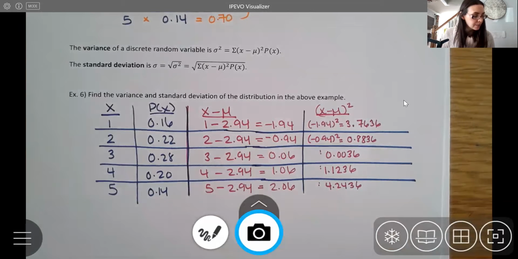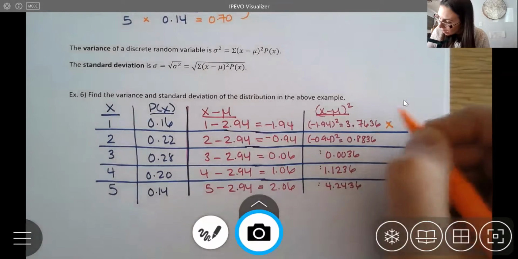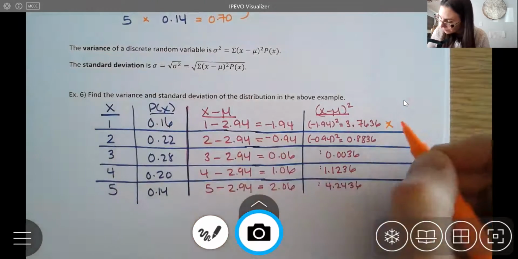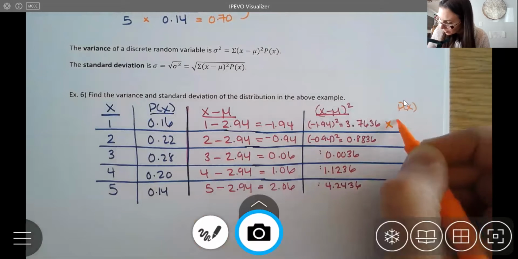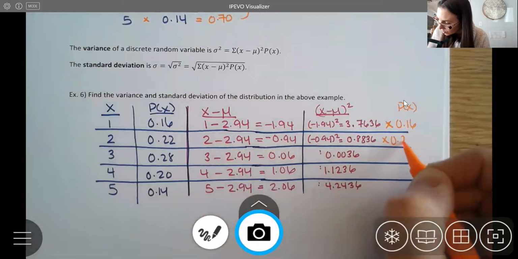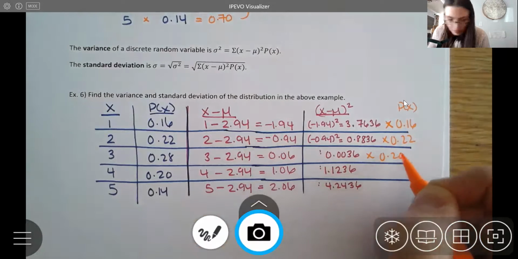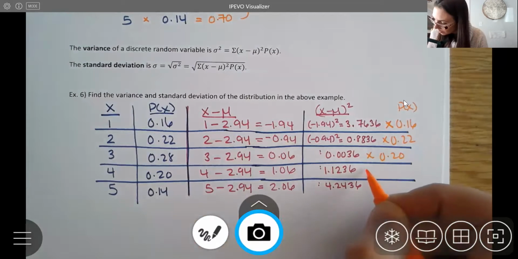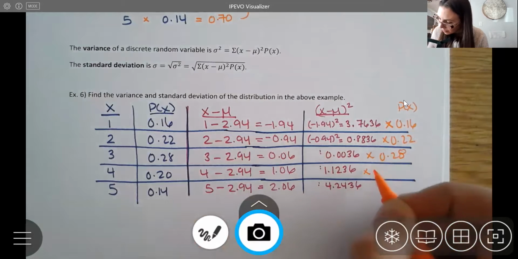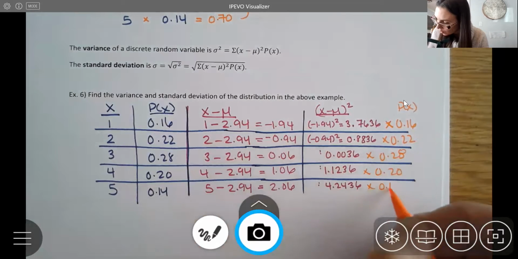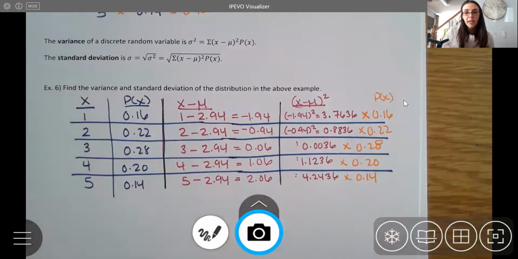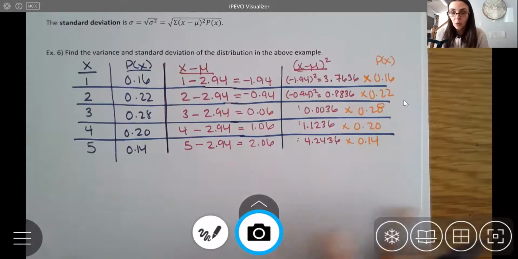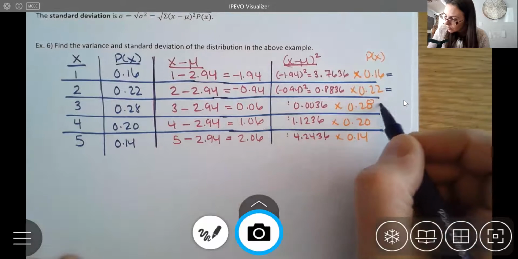Now, here's where your next step is going to change a little bit. So at this point now, we're going to go ahead and multiply by our probability. So by these probabilities here. We're going to multiply by the 0.16, by the 0.22, by the 0.20. What was next? By the 0.28, apologize, by the 0.20, and then by the 0.14. And when you get those values, I'm running out of room here, so I'm just going to write them below. You would do each of these values.